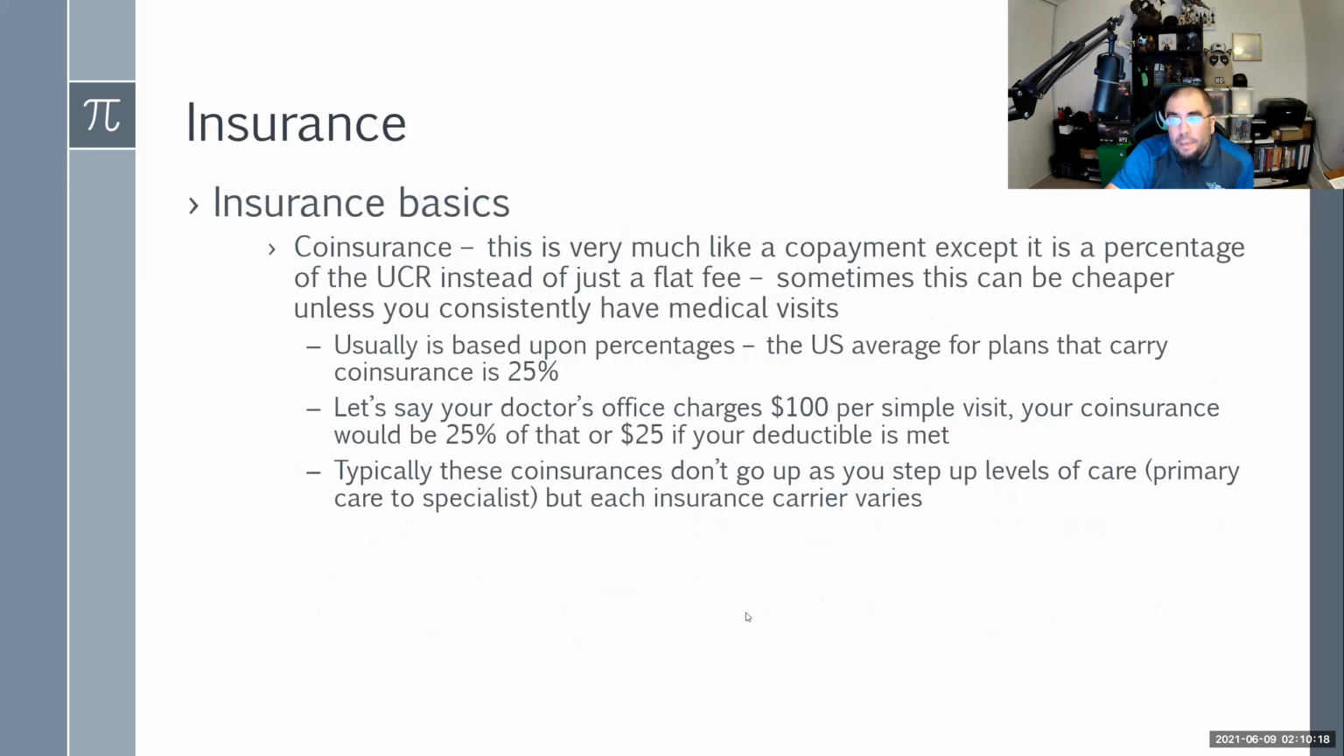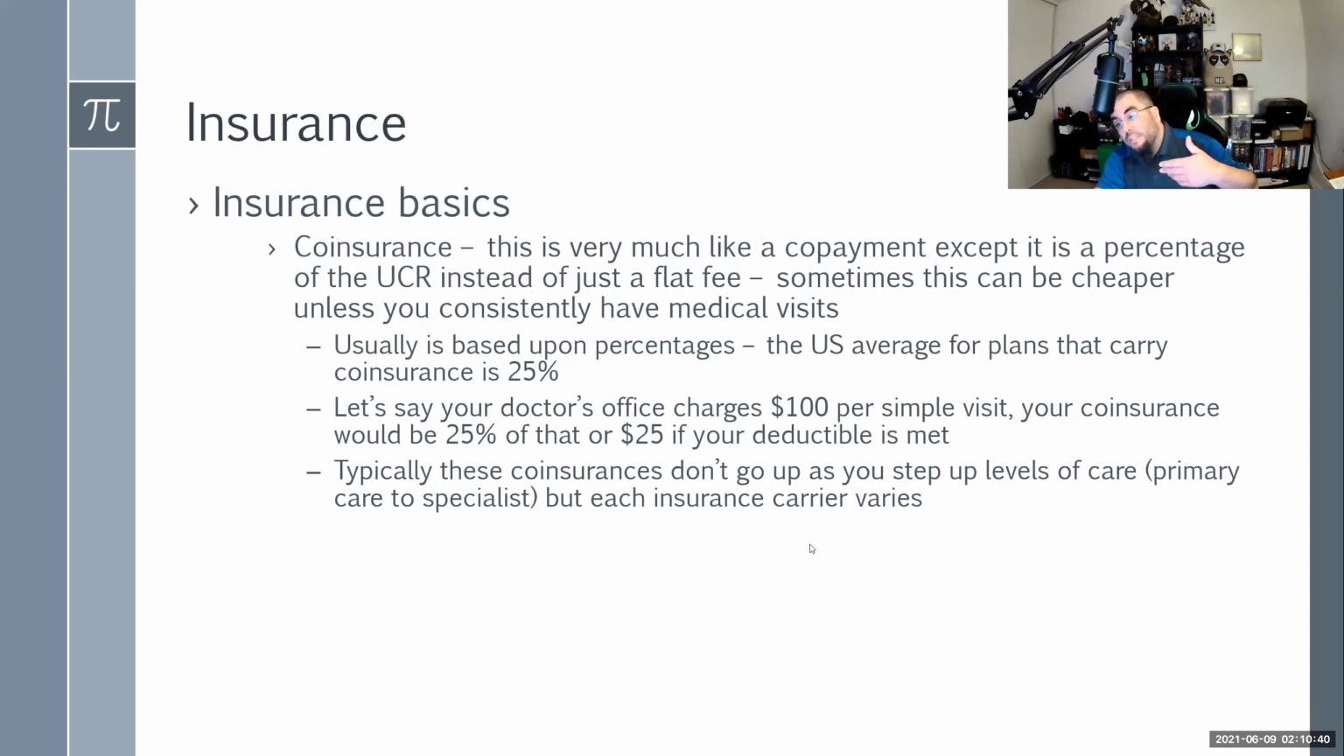Coinsurance is much like a copayment, except it acts as a percentage of the UCR instead of a flat fee. Sometimes this can be cheaper unless you consistently have medical visits. Myself, I typically try to go for a plan with copayment because I have quite a few medical visits. But maybe if you don't have a lot, coinsurance is the way to go. The average in the United States right now, again, is about 25% coinsurance.